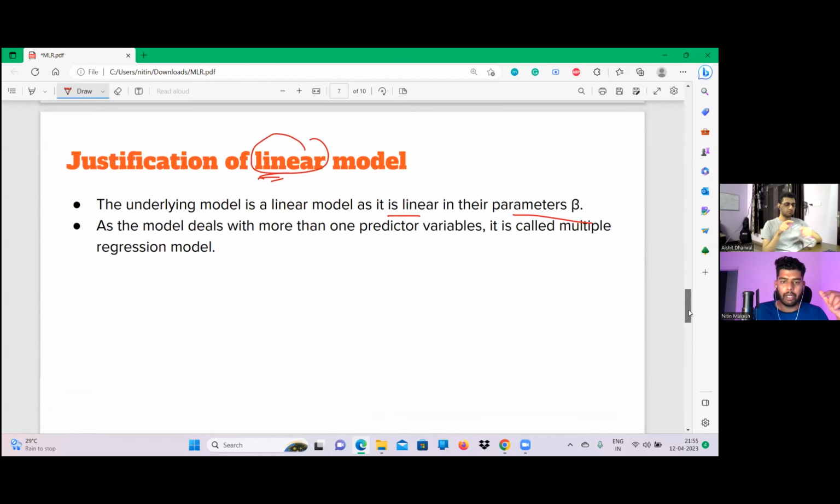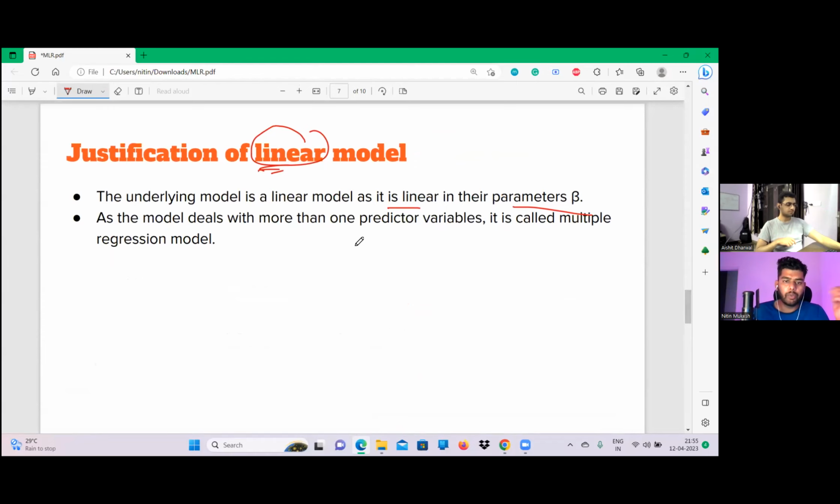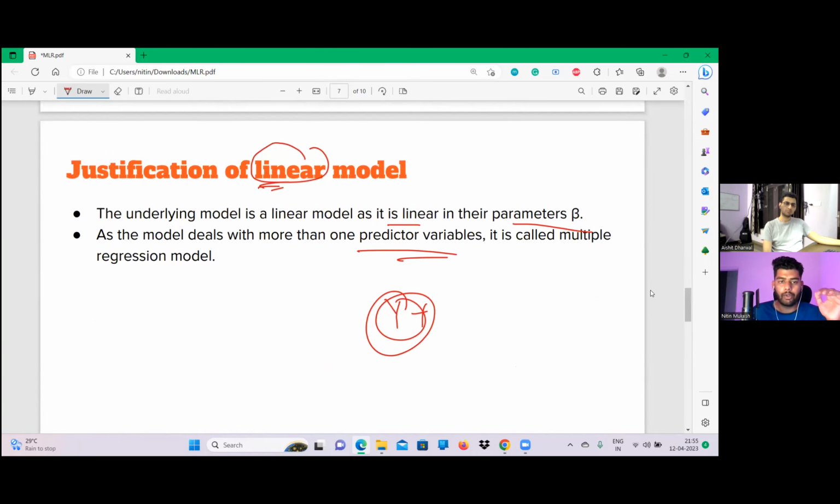Now the second thing is why it is called a multiple linear regression, because we are actually considering more than one predictor variable. Multiple linear regression means we have multiple predictor variables, and all those predictor variables, their coefficients are linear in terms of beta. So all these betas have a linear relationship with y. That is what we also see in this particular model. That's why this is called multiple linear regression. We have multiple predictor variables, and we have a linear relationship in terms of beta.